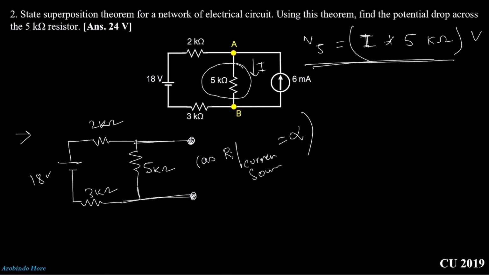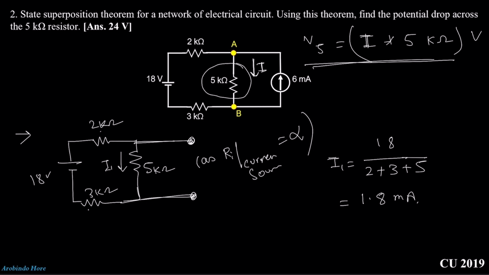Now we need to calculate the current. Here I assume this will be I1. So what will be the value of I1? I1 will be 18 divided by 2 kilo ohm, 5 kilo ohm and 3 kilo ohm, all in series. In my Thevenin theorem video, I already told you how to calculate the equivalent resistance, whether it is series or parallel. Here you can see these three resistances are in series, so we can write 2 plus 3 plus 5. That means I1 will be 1.8 milliampere.